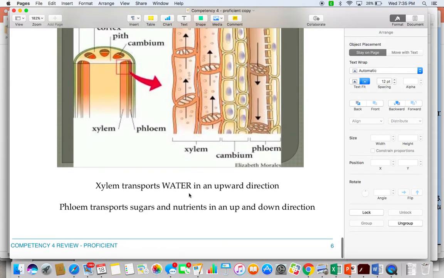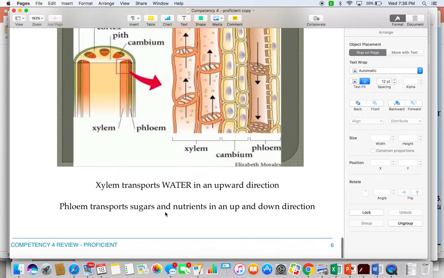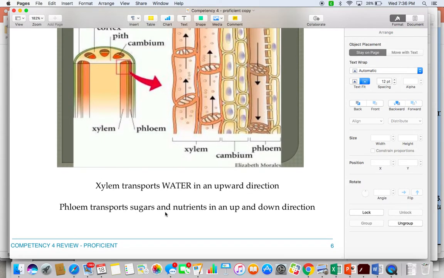And of course, xylem is going to transport water up because water's coming in through the roots, so it's always got to go up. And then phloem is going to transport the sugars up and down because the sugars are going to be made in the leaves, and so we're going to need to take them up to the top and down to the bottom of those plants.